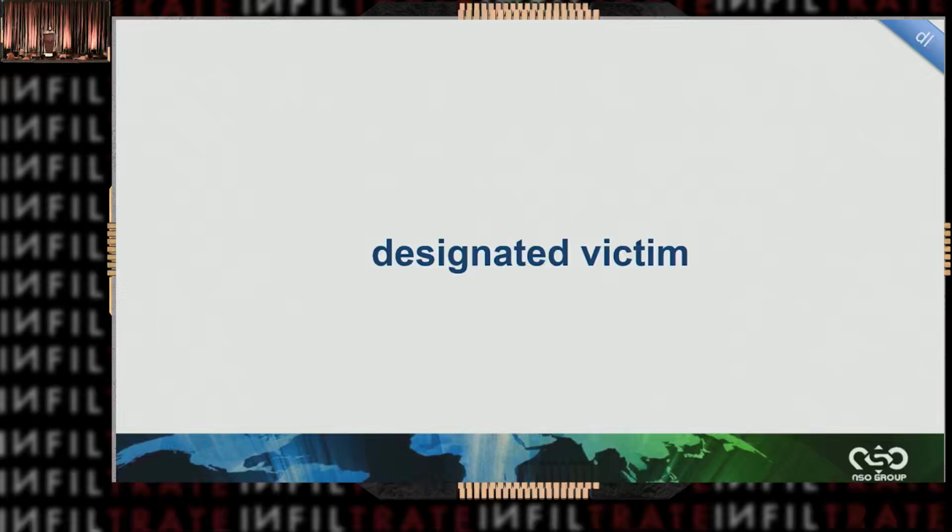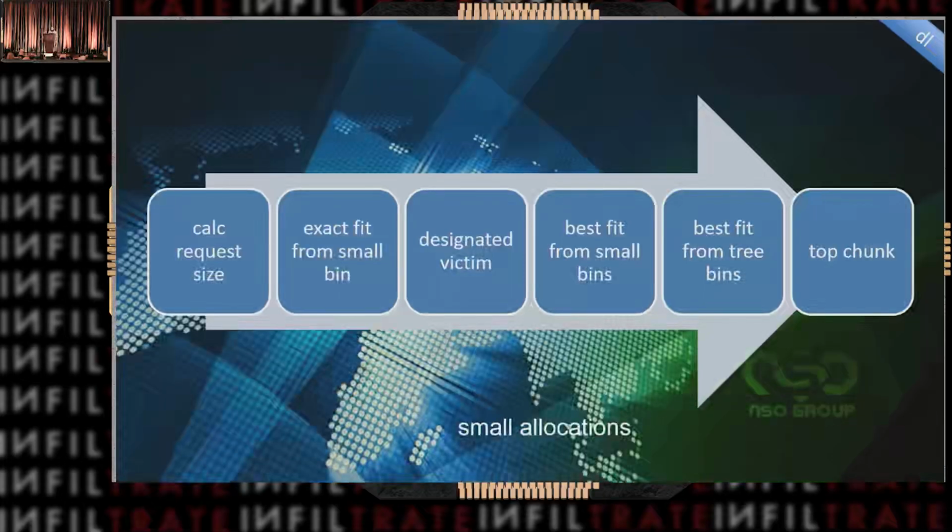It's the chunk which was most recently split off of. It doesn't sit in any bin, and having the designated victim helps to localize allocations to a given memory segment, which can be useful when you consider how CPU caches work. Small allocations which don't have an exact match in the bins will be split off from this chunk. So for a small allocation, a request size smaller than 0x100 bytes, this is the flow.